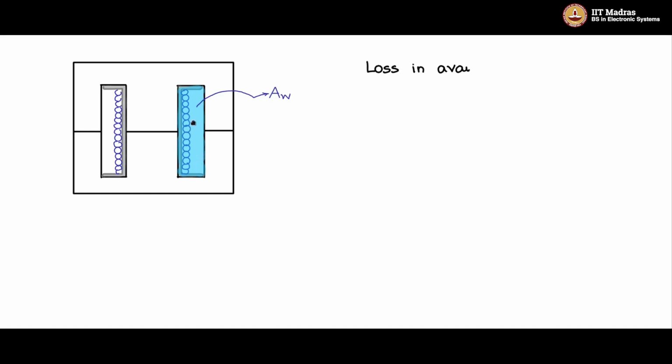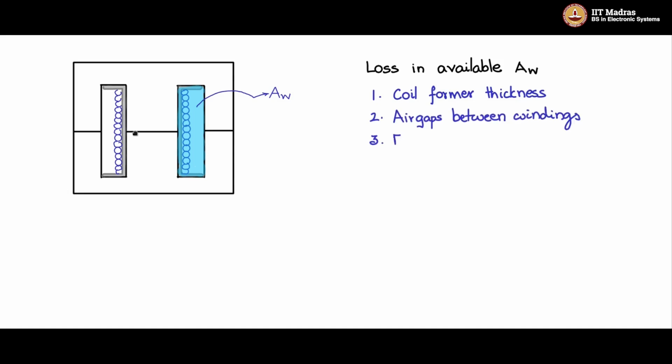However, you should understand that the entire window area is not available for you to fill up with windings. So there is some loss in the available window area. What is the loss? One is we just saw that there is this coil former which is eating away a portion of the area. Then when you are winding, the cross section of the copper wire is circular in nature, and there will be air gaps in between the windings. So that is going to take away some window area.